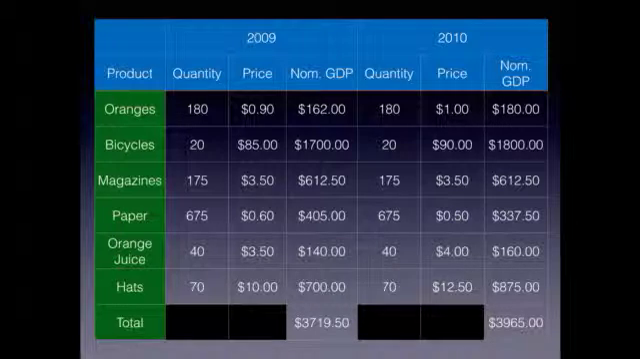gauge the health of the economy, you would see that nominal GDP increased, and you would look at that and say, well, the economy is growing on a nominal basis. Therefore, there's no need for any type of intervention. We shouldn't be too concerned because the economy is actually growing. Well, that's incorrect. The economy is not growing because output has remained exactly the same.